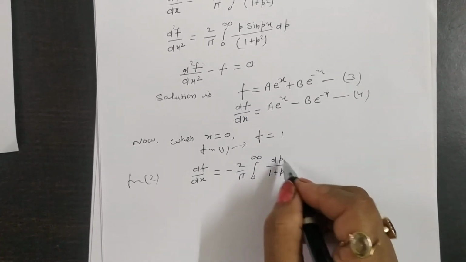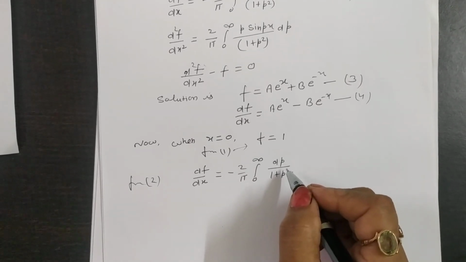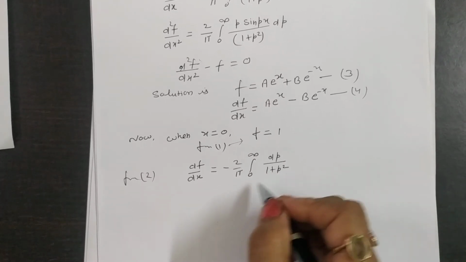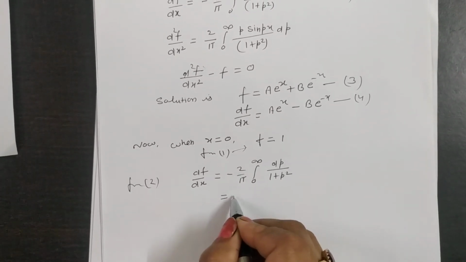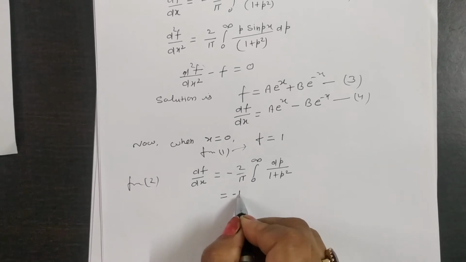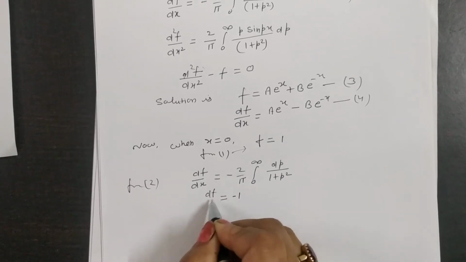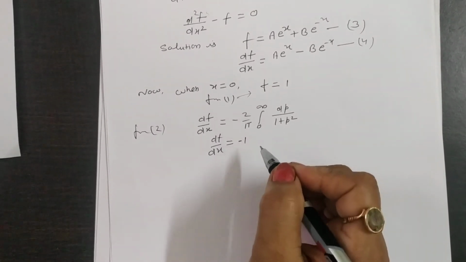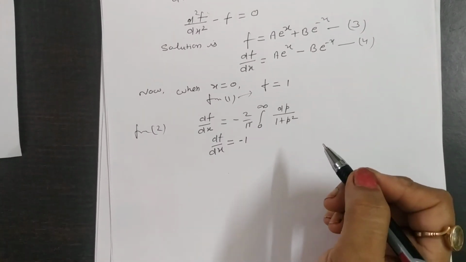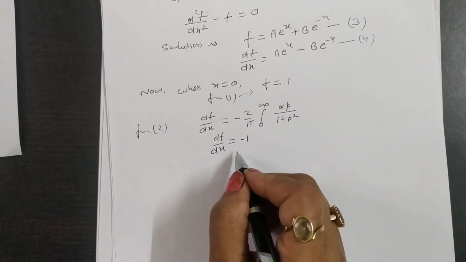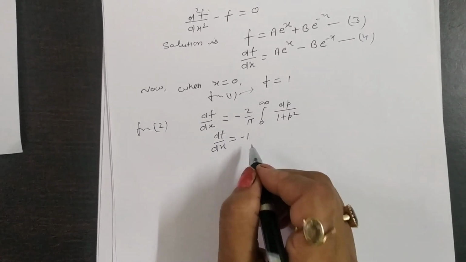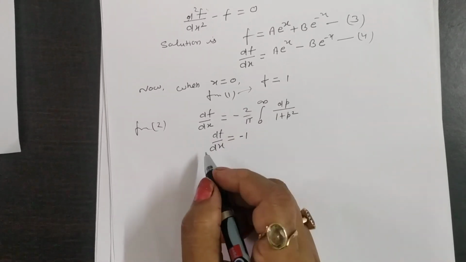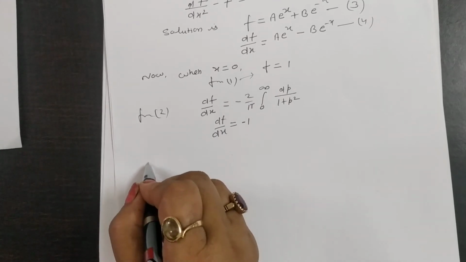Okay students, the integration of this is tan inverse of p, that is tan inverse of infinity, which is pi by 2, so you get minus 1. Yes students, I think you have understood. Now df by dx is minus 1.